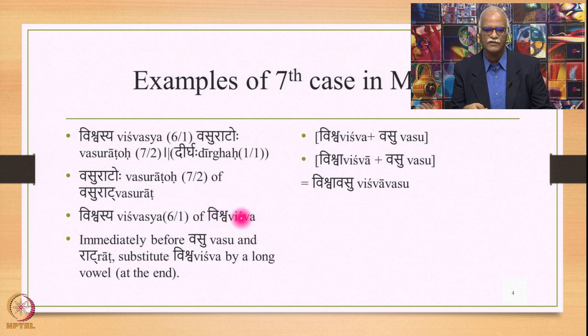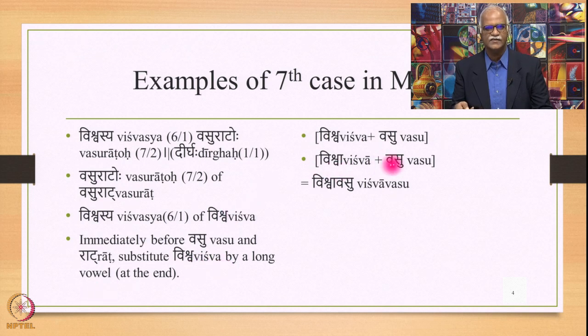So, in place of Vishva, that's the meaning of 6/1, and immediately before Vasurat, that seems the meaning of 7/2 over here, and the word Vasuratoho used in this sutra. What this means is that immediately before Vasu and immediately before Rat, substitute Vishva by a long vowel, and we substitute this at the end as is directed by another meta rule which we shall study later on. Right now, what this sutra means is that immediately before Vasu and immediately before Rat, substitute Vishva by a long vowel.